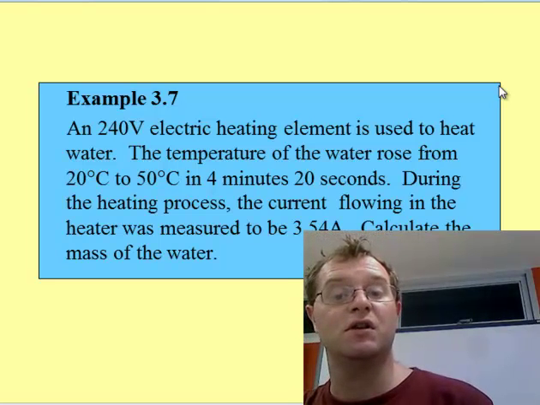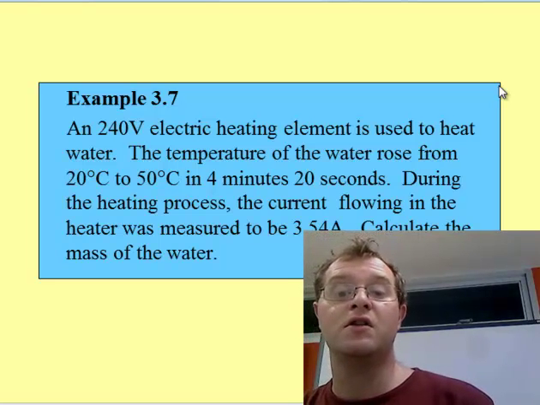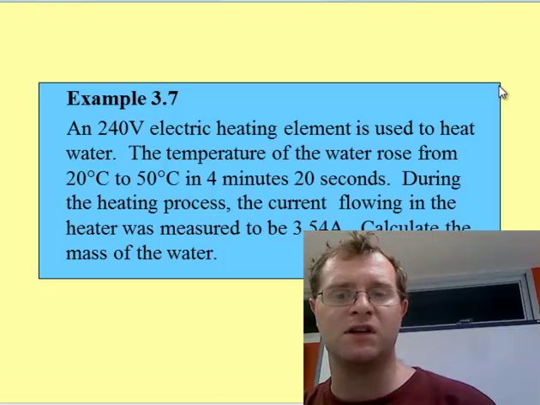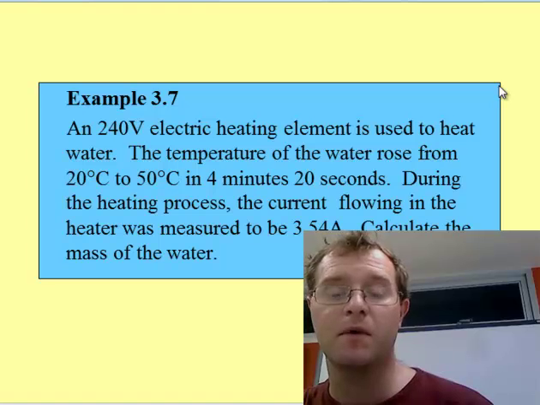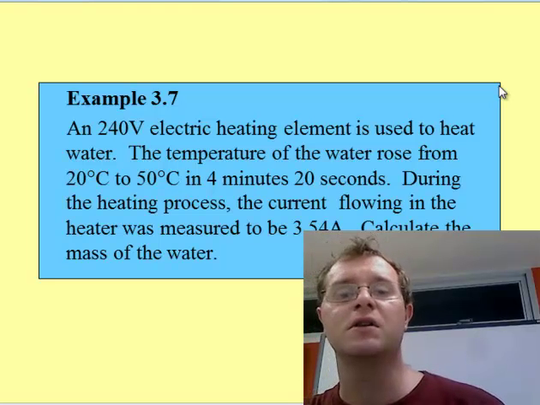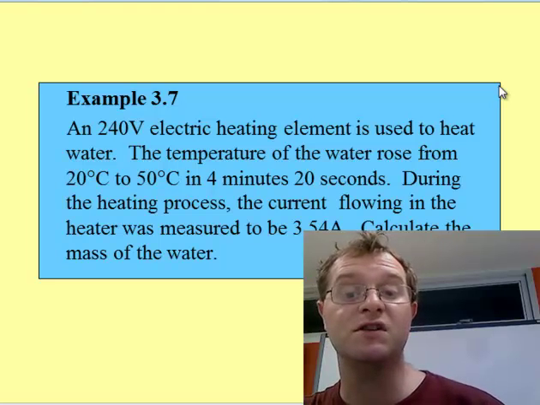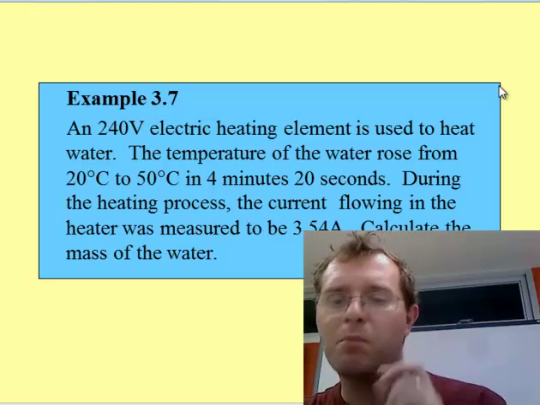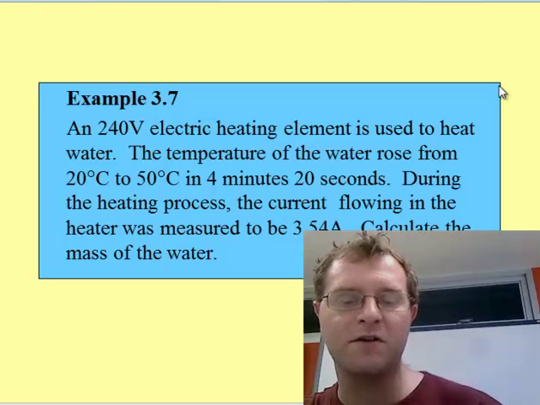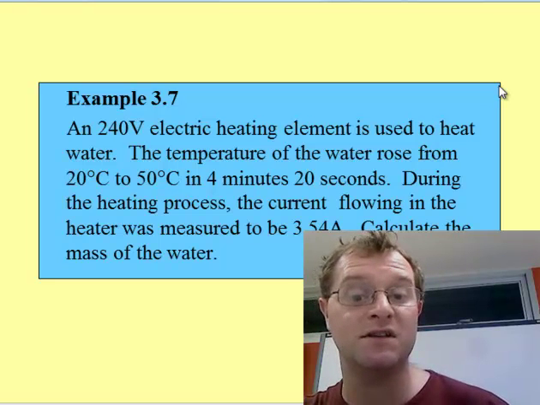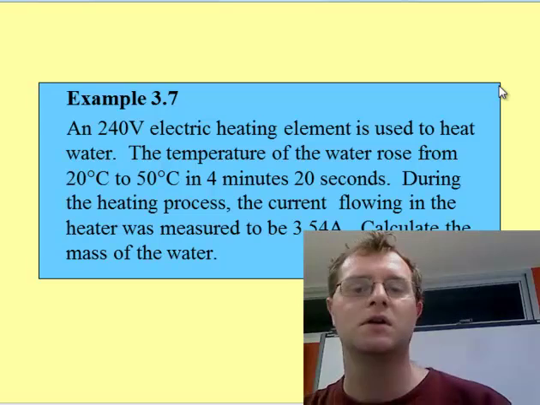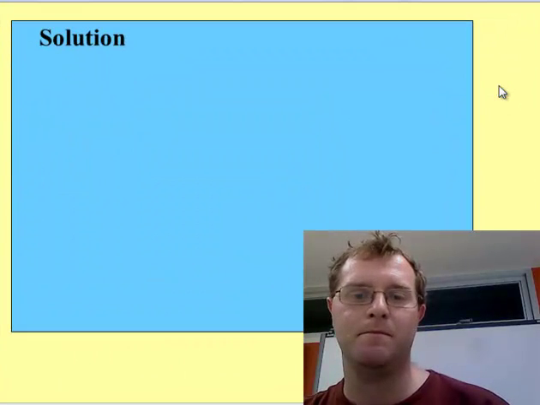So this question changes the unknown to the mass of the water. As we're using water, we know the specific heat capacity, and this is something we can look up. Other things to notice about the question: please remember that the change in temperature is going to be 30 degrees. And remember, although the time is given as 4 minutes and 20 seconds, this has to be converted into seconds. So let's start to map this out.